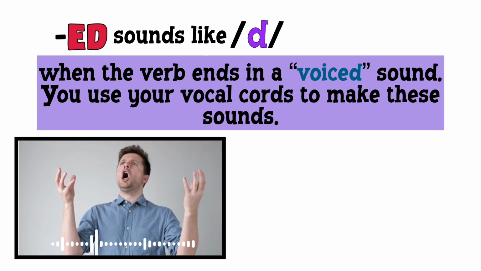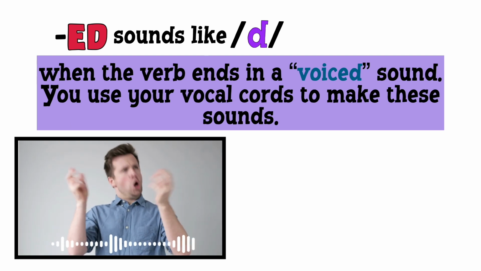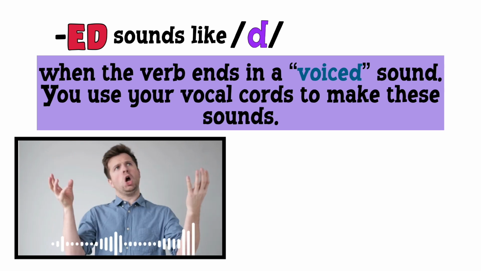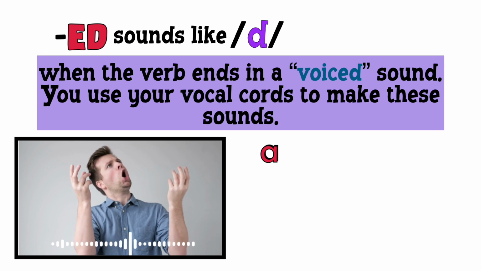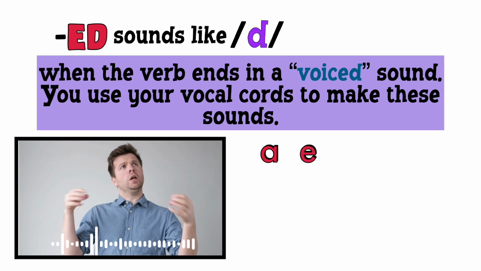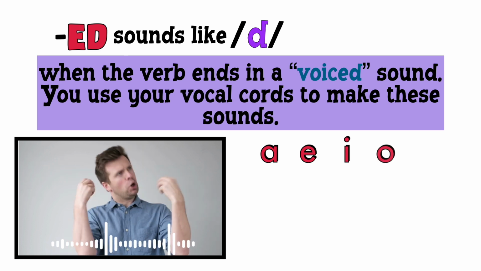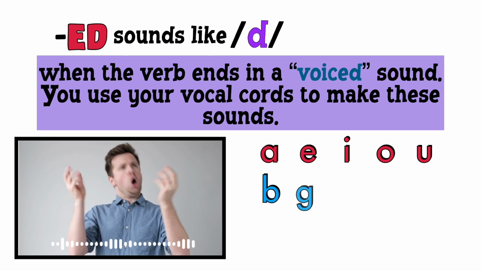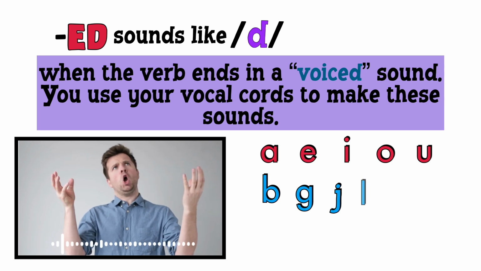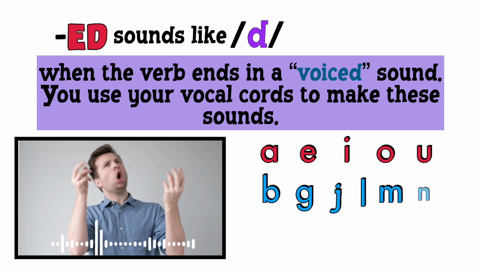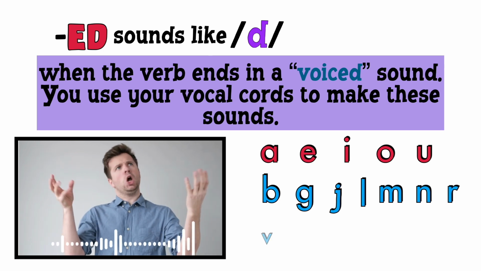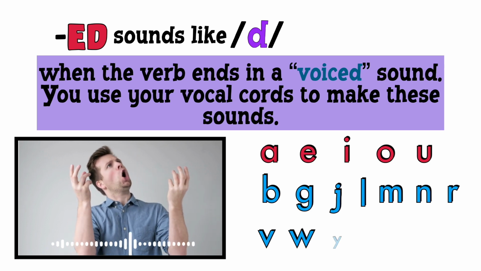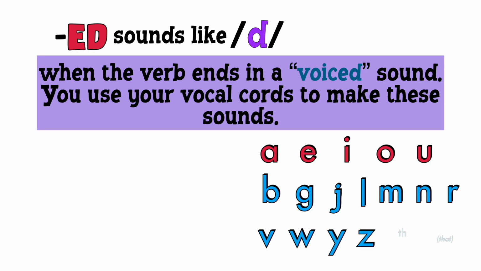The ed sounds like d when the verb ends in a voiced sound. You use your vocal cords to make these sounds. So first we have all of the vowel sounds. A, E, I, O, U, and then the consonant sounds. B, G, J, L, M, N, V, W, Y, Z, th, as in that, the hard sound of th, that, th, that.